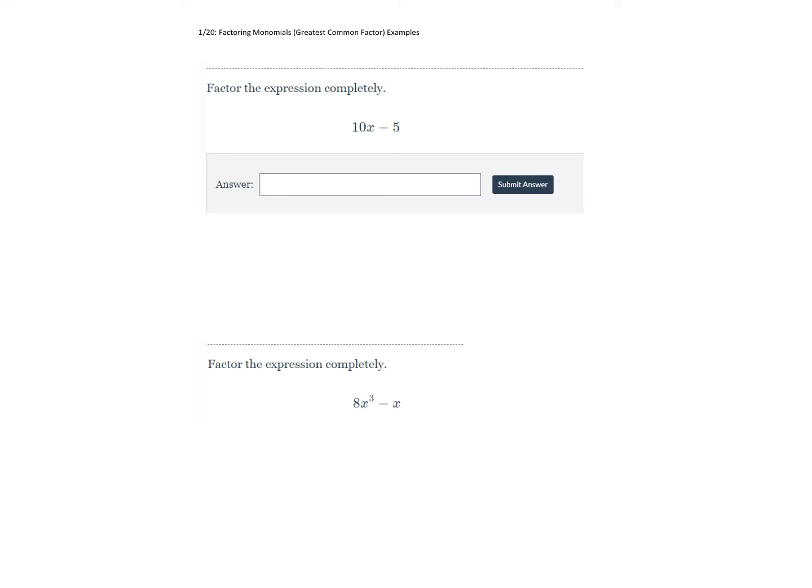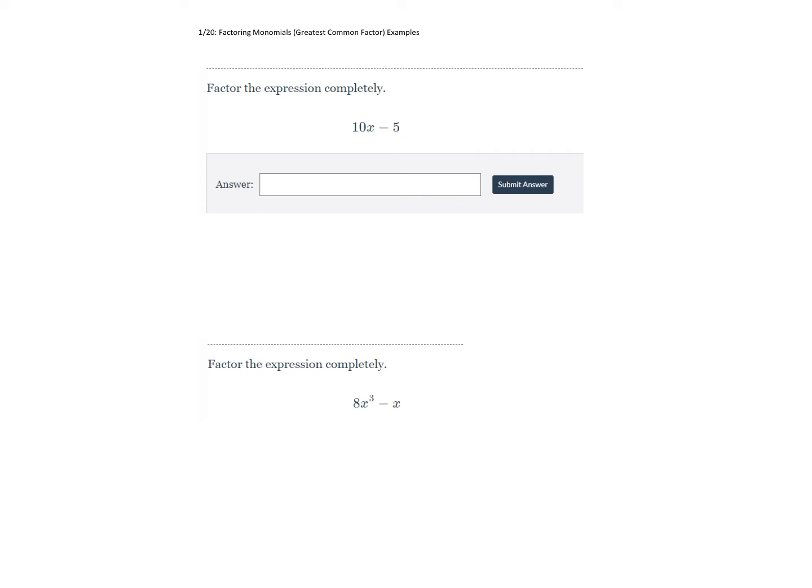All right, so today's lesson is factoring monomials, also known as greatest common factor. That's the way I introduced it last semester when we did this a little bit. Factoring you did last semester, and the next sections are kind of more factoring, so we'll see how that goes. All right, let's look at the first one, factor the expression completely.